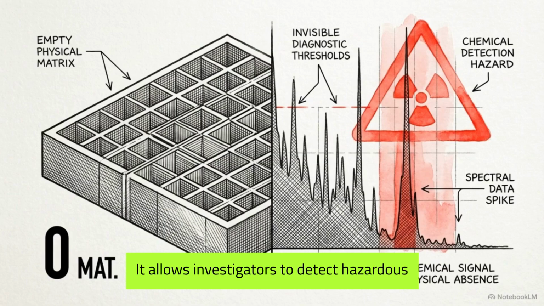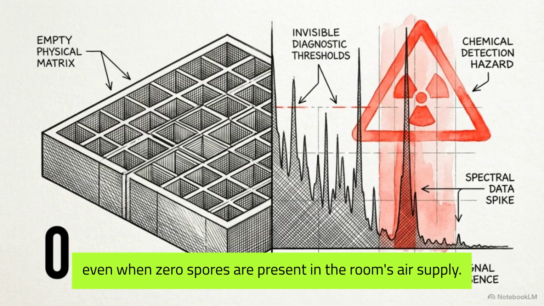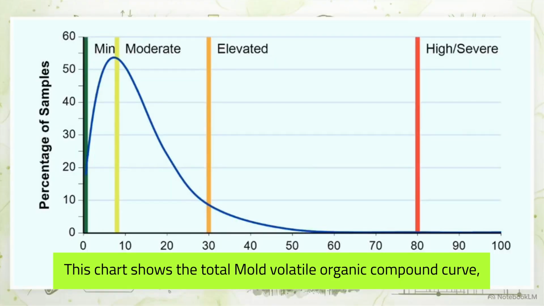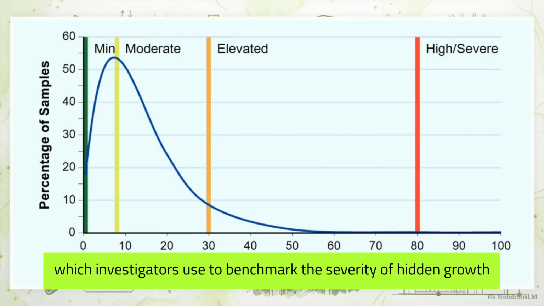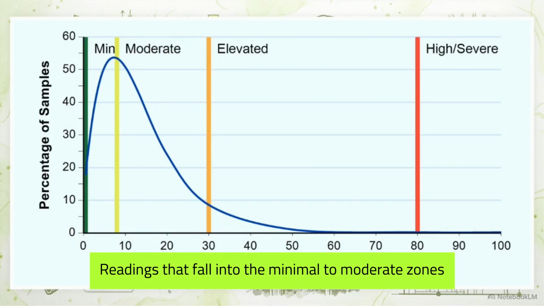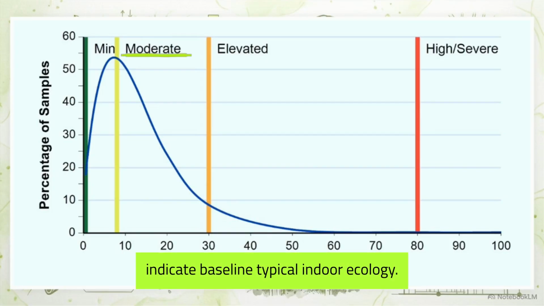It allows investigators to detect hazardous, toxigenic molds like Aspergillus versicolor, even when 0 spores are present in the room's air supply. This chart shows the total mold volatile organic compound curve, which investigators use to benchmark the severity of hidden growth by measuring nanograms per liter against a sample distribution. Readings that fall into the minimal to moderate zones indicate baseline, typical indoor ecology. These are easily manageable conditions.